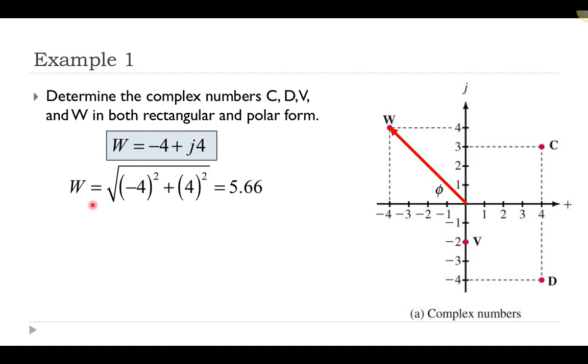So when I use Pythagoras' theorem and take the square root, I get 5.66. That's basically just the opposite of what I had over here for point D. Now, when I take the inverse tangent, I have to be very careful, because if I actually put the values in and I put a negative 4 over 4, I would get a negative 45 here.